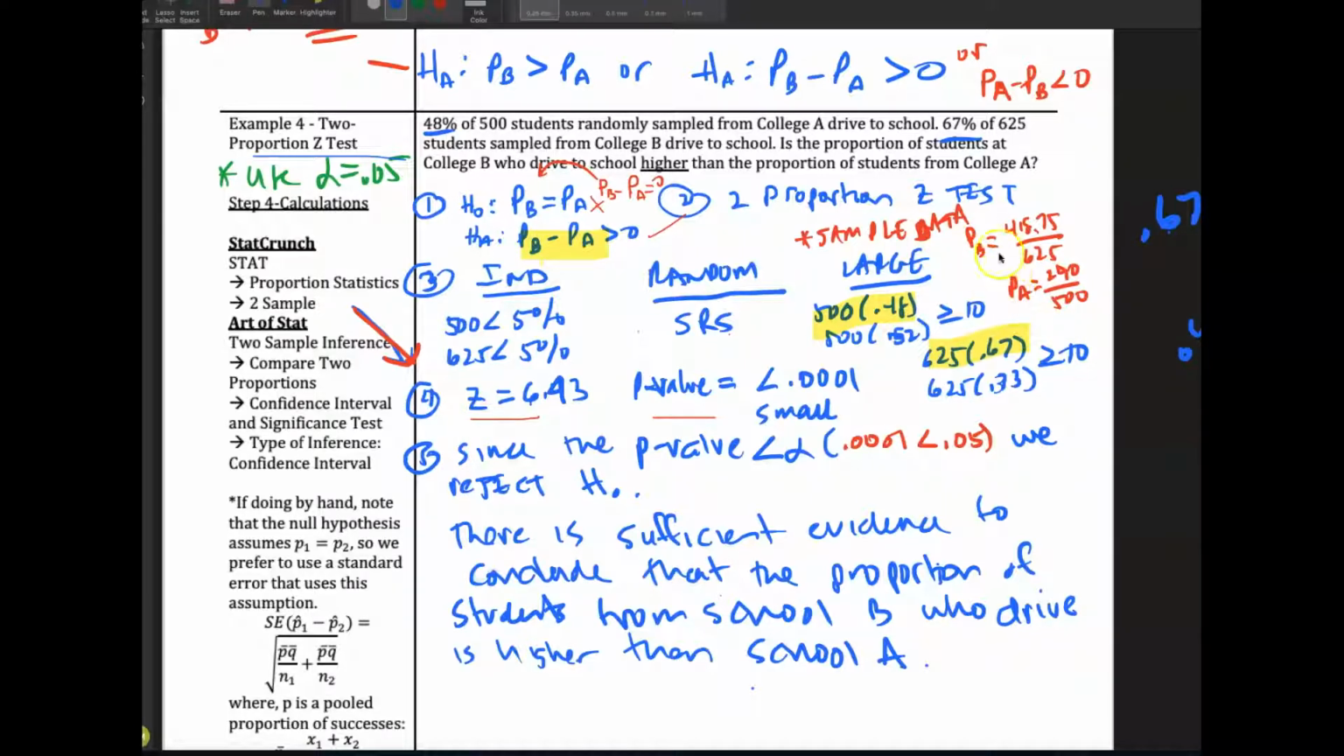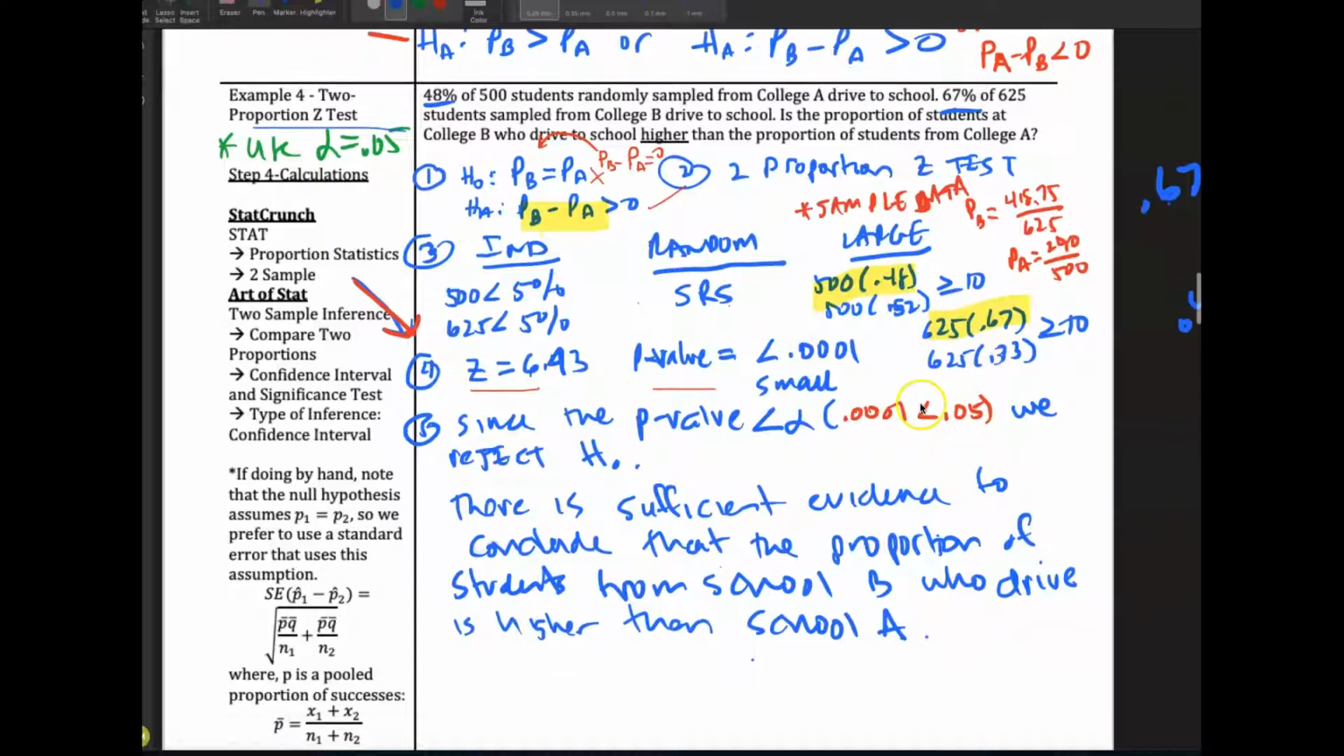Because now we're trying to see if there's evidence that PB is higher. So we go through the tests. You have to do your requirements. We're going to assume those samples are less than 5% of all college students, randomly selected, and of course it's large enough. We can see that through n times p, n times q, those two calculations there. And then we just go ahead and calculate a z statistic and p-value. That's it. That value is going to be done through technology.